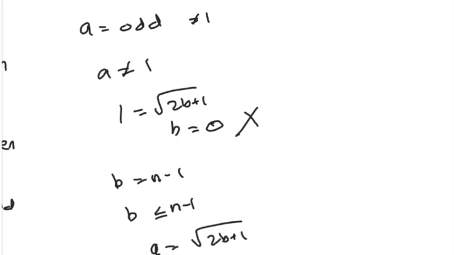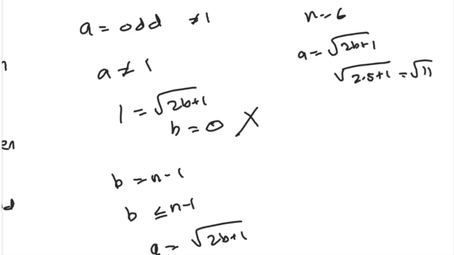Okay, so suppose that we have found the largest value of a. So remember, in n equal to 6, for example, we got that a is equal to square root of 2b plus 1, square root of 2 times 5 plus 1, root 11. Now, root 11 is 3 point some number. We don't really care about what that is. But in C++ or any language, really, if you take the square root, it will just truncate it to an integer, 3.